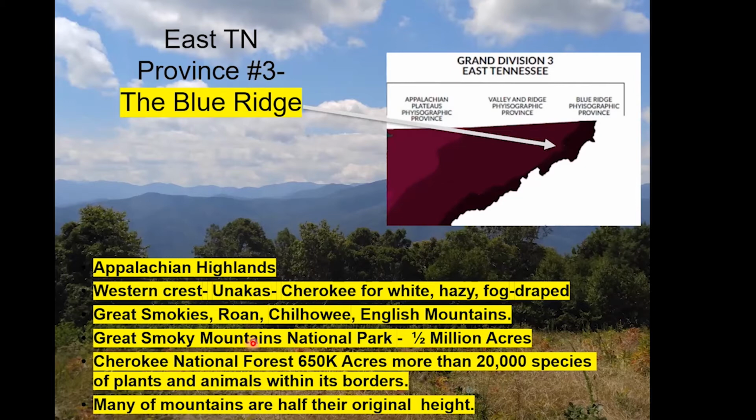It'll be bumper to bumper, so you really have to watch when you go there not to get caught in the crowds, but it's worth the visit at almost any time of the year. Down a little bit southern near us is the Cherokee National Forest that has 650,000 acres. So that's a pretty good chunk of property as well. 20,000 species of plants and animals within its borders.